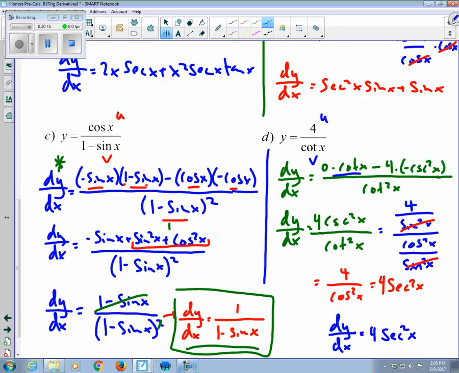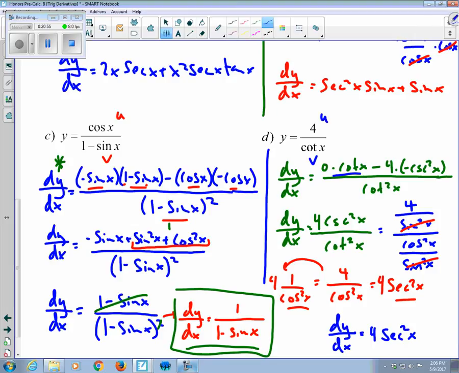Right here, we can change everything to sine and cosine, and since we're dividing by sine squared x in the numerator and denominator, we can cancel those two things out, so we get 4 over cosine squared x. Let's do this. Right here, what we would say here is that this is really 4 times 1 over cosine squared x, and that 1 over cosine squared x is our secant squared x. So that gives us our derivative here as dy dx equals 4 times secant squared x.